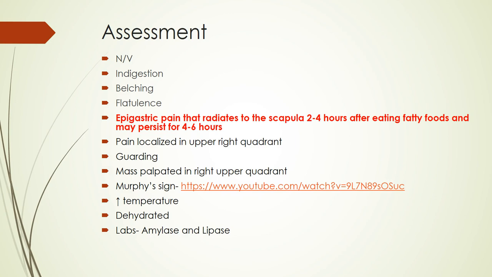Pain is usually localized in the upper right quadrant. Your patient's going to have some guarding. You're definitely going to have a mass palpable in the right upper quadrant, which is the inflammation of the gallbladder. That's called the Murphy sign, and I posted a link to the YouTube video where they show you how to do that. It's pretty interesting, and I've always seen doctors do it, so it's pretty easy to learn.